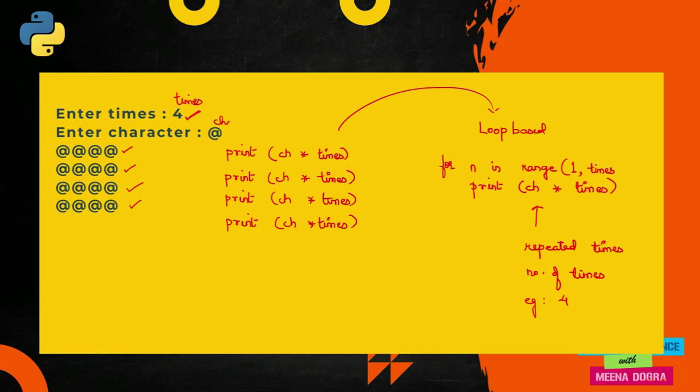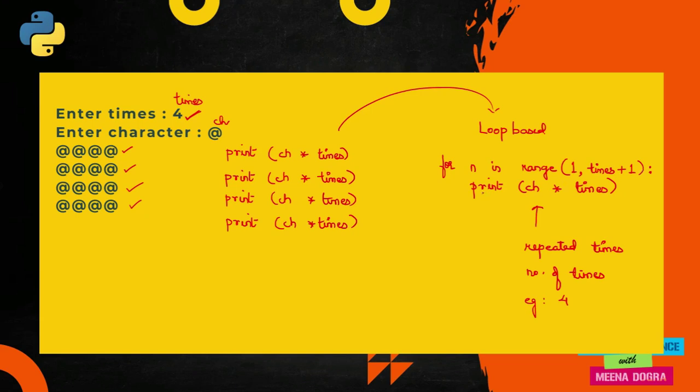I could have even written only times because it runs from 0 to times, but I'm starting from 1 and writing comma times. But then this is not going to give me the last line, because when you write range 1 comma times, what is going to happen? It is going to start from 1 and stop at times minus 1. So I want it to run till times, so I'll mention over here times plus 1.